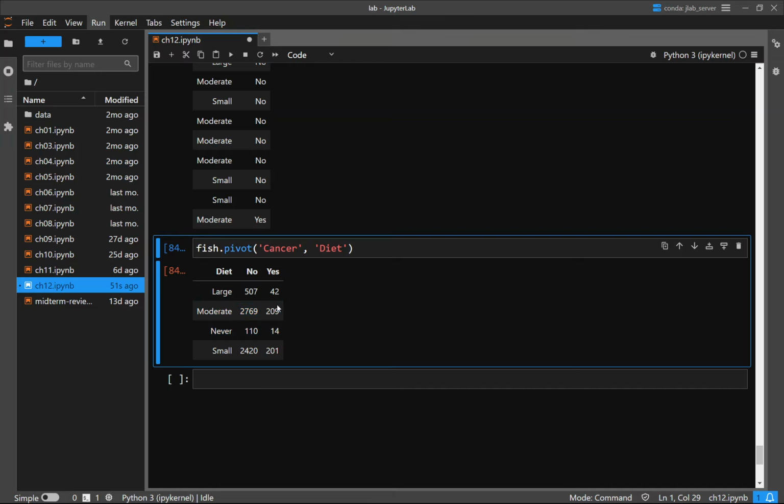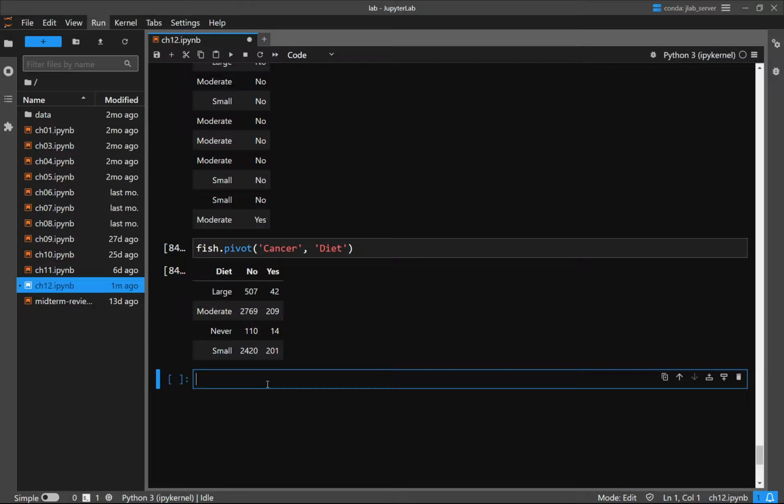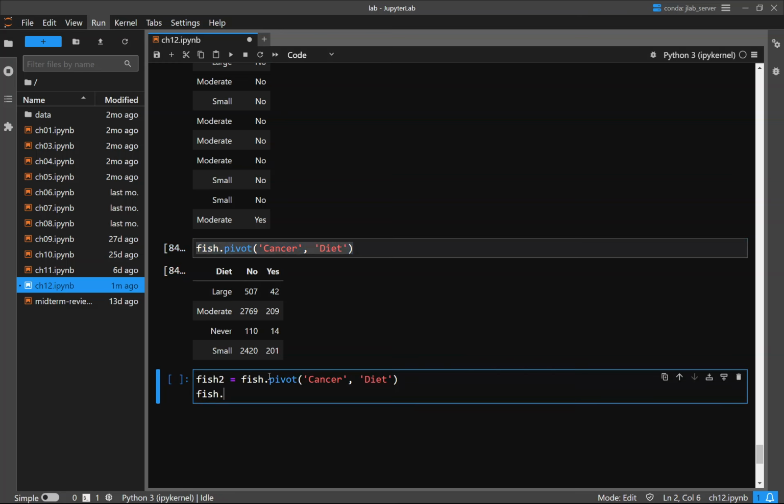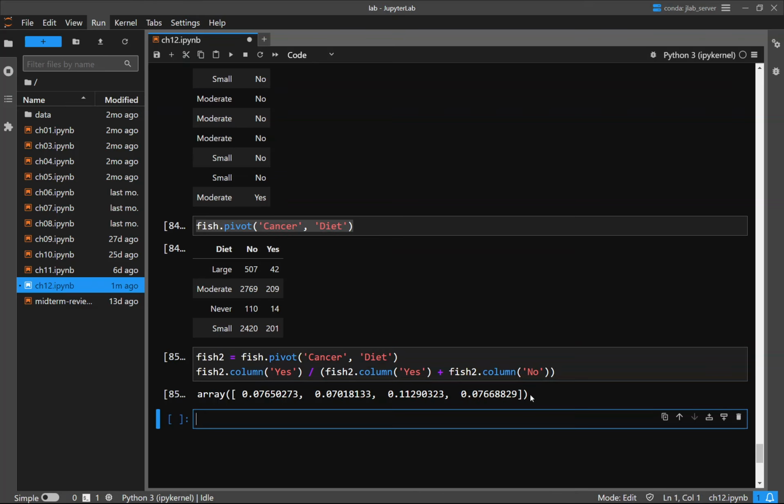So to get proportions for these different groups, you could take this column for cancer proportion, take the yes column and divide by the totals here, the yes plus the no's. So let's do that pivot table. Let's call this pivot table fish 2. And then it's really just go to the yes column, take that and divide by the sum of the yes column and the no column together. And there's proportions for each of these groups where it goes large, moderate, never, small.